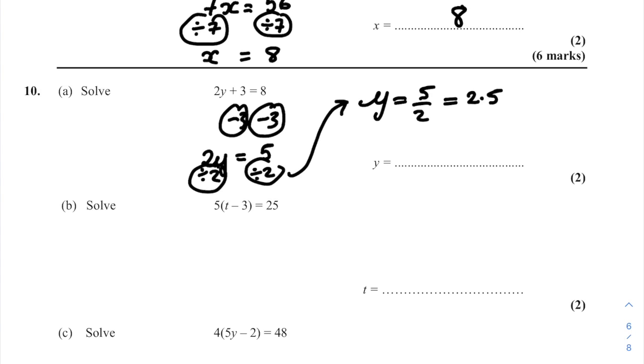So yep, you can write anything in the answer box. Well, not anything, 5 over 2 or 2.5. And you'd get a mark for either answer. So I'm just going to pick 2.5.